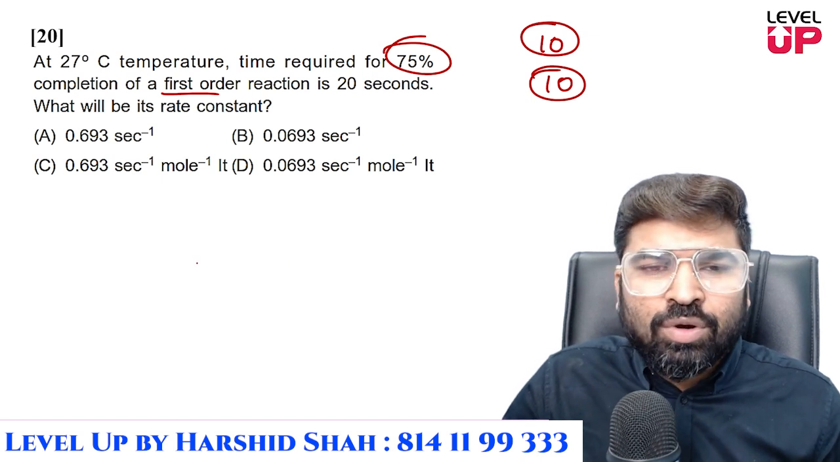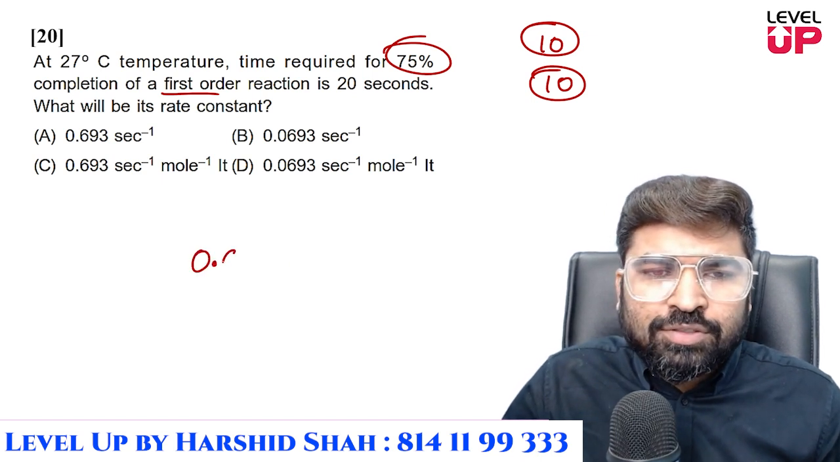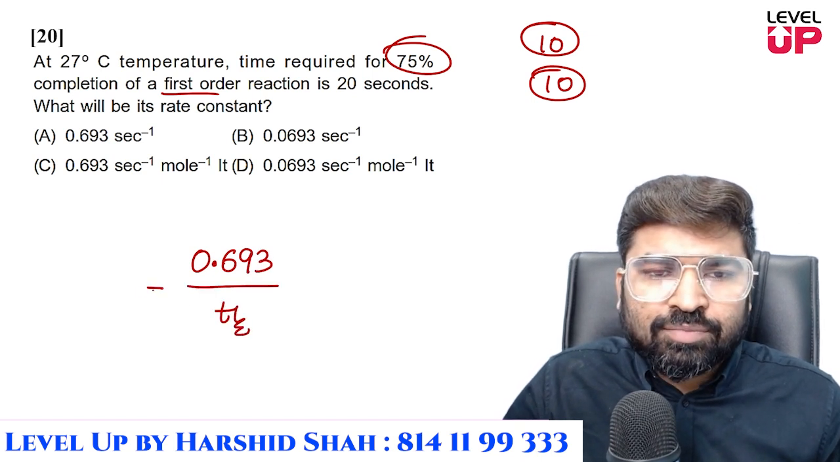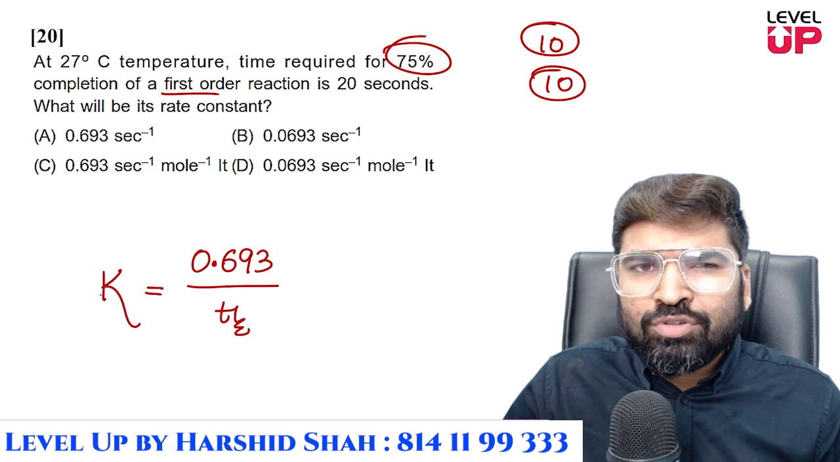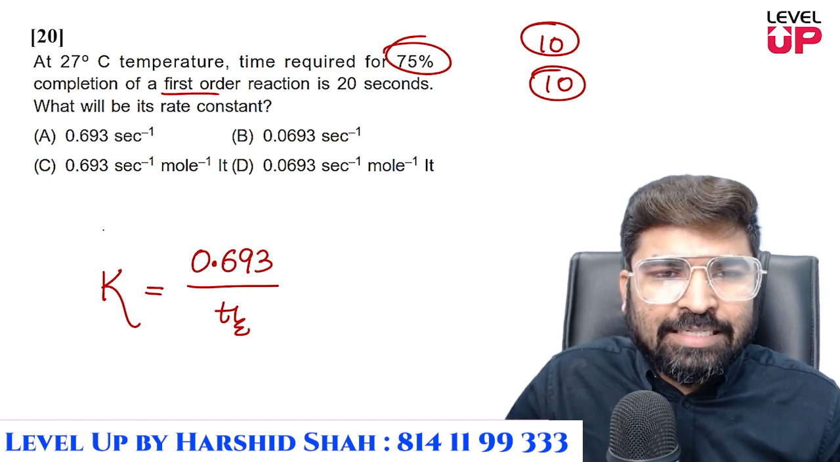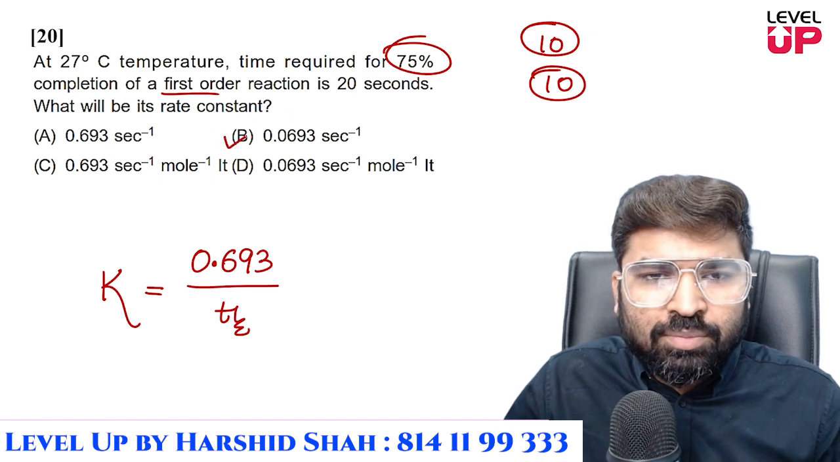What will the rate constant be? Which is going to be 0.693 divided by T half. So it is going to be 0.0693 second inverse. Option B.